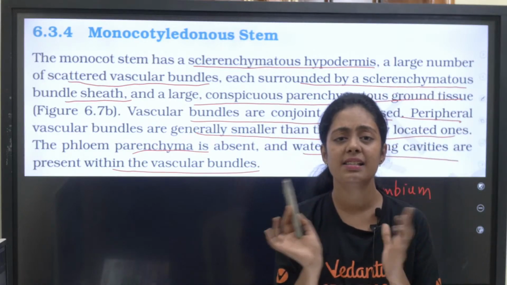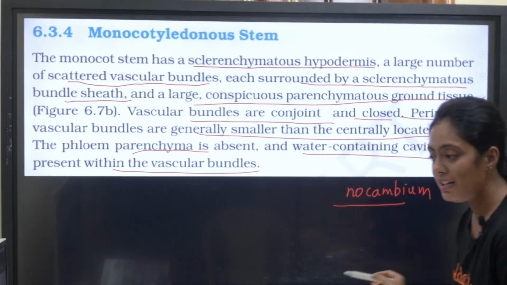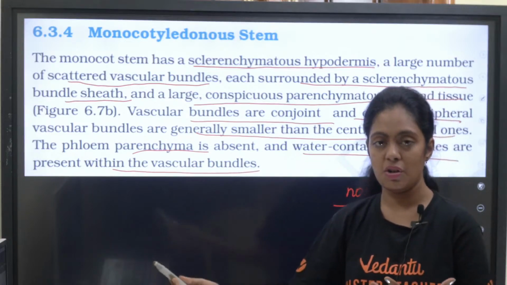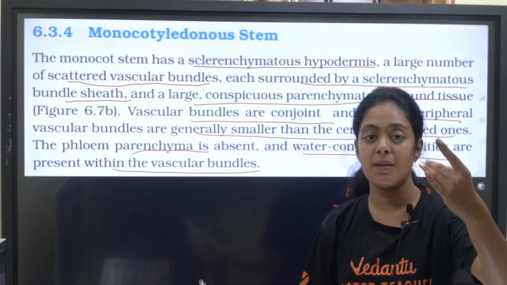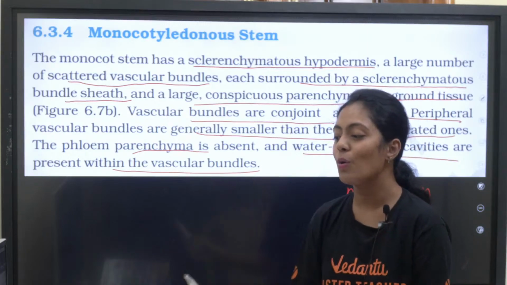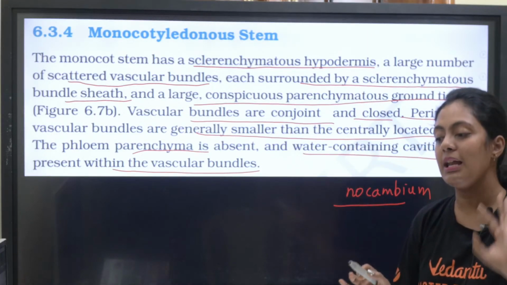So how will they ask this as a question? Presence of water containing cavities in vascular bundle is a characteristic of dash. Monocot stem, dicot stem, monocot root, dicot root. What is the answer? Monocot stem. So this is how you will learn NCERT line by line.